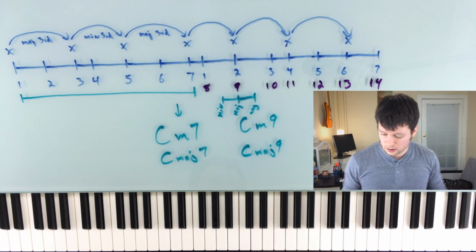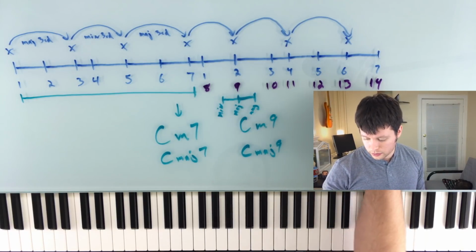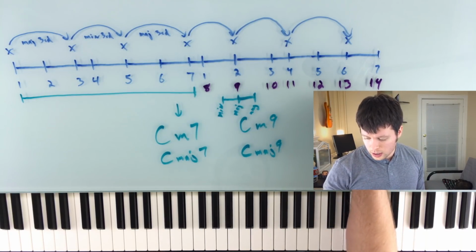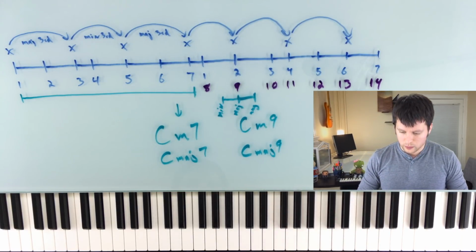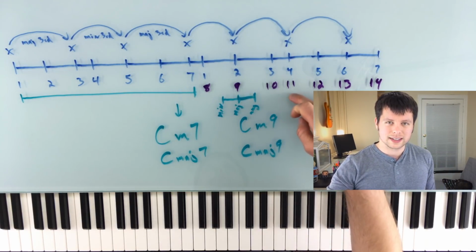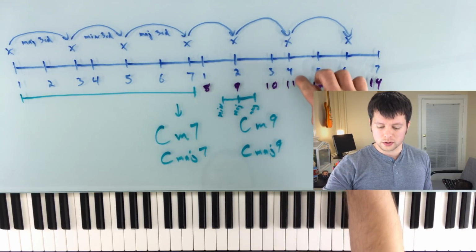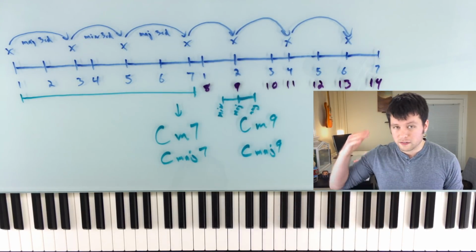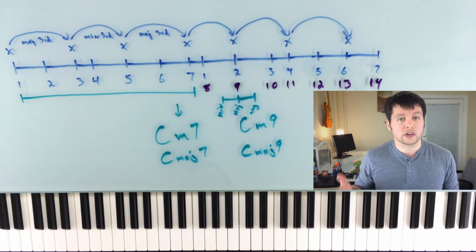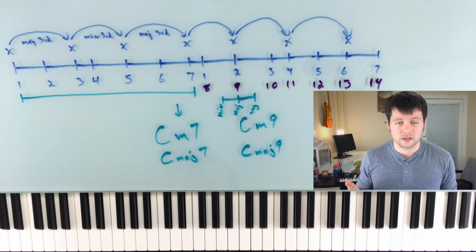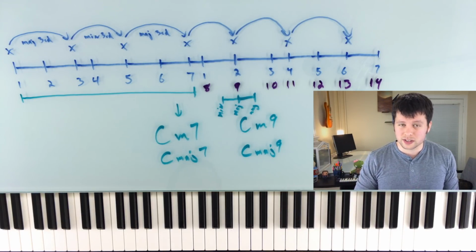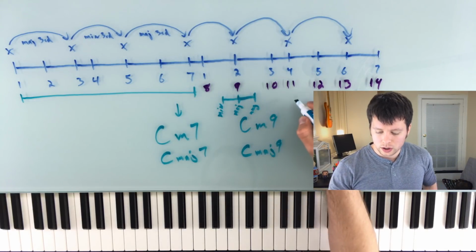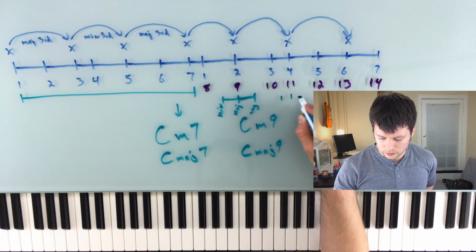Same thing for the 13th. You could have a major 13, minor 13, and augmented 13. The 11 is actually a little different, and if you remember, 11 is kind of just an alias for the 4. And remember, a fourth is a perfect interval, so it's either a perfect fourth, or a diminished fourth, or an augmented fourth. So you would actually call it something slightly different.